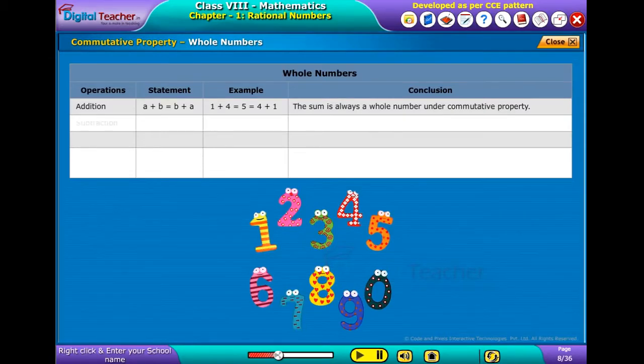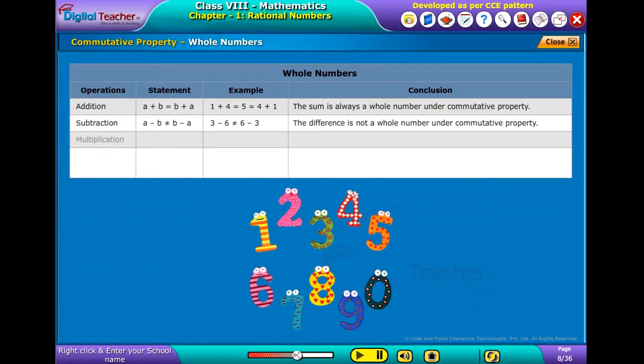Under subtraction, it states that the change in the order of two numbers changes the result when subtracted. For example, 3 minus 6, which is not equal to 6 minus 3. It concludes that the difference is not a whole number under commutative property.